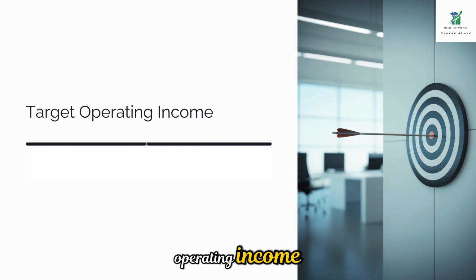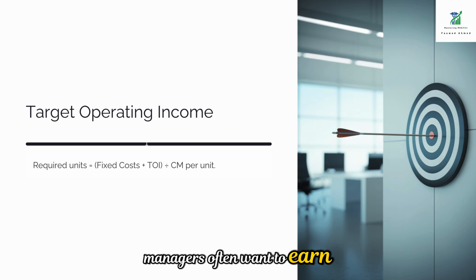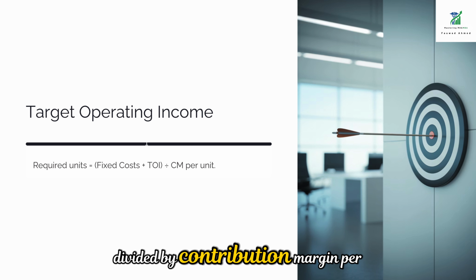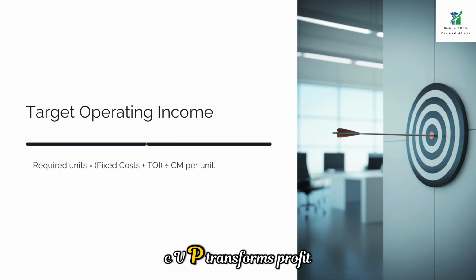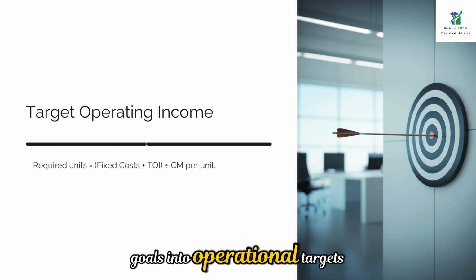Target operating income. Managers often want to earn more than zero. They want to meet a target operating income. Required units equal fixed costs plus target operating income divided by contribution margin per unit. CVP transforms profit goals into operational targets.